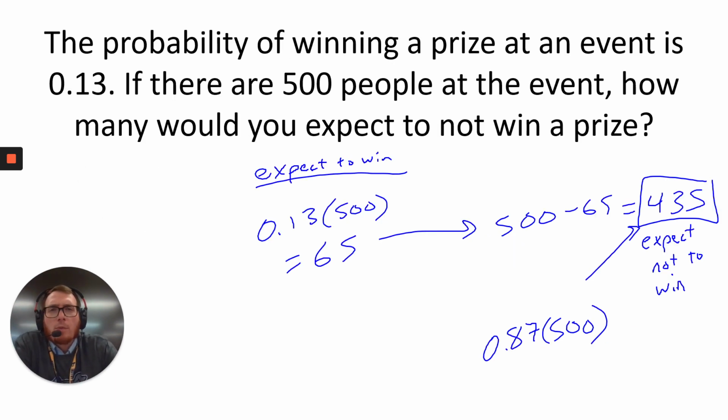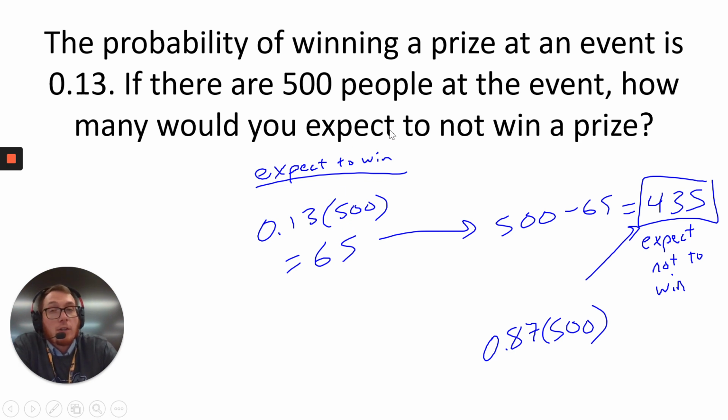There's also questions where you may have to predict what will happen based upon probability. So this says the probability of winning at an event is 0.13 or 13%. There's 500 people at the event. So if I want to figure out how many people we should expect to win, it's basically a percent times the whole. So it's 13% of this 500, so 0.13 times 500. Okay, so 0.13 times 500 would give me 65 people that should win.